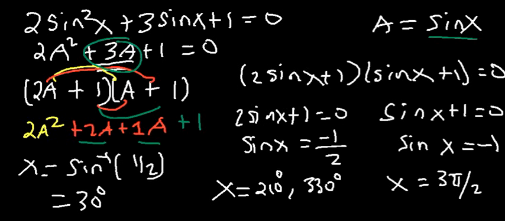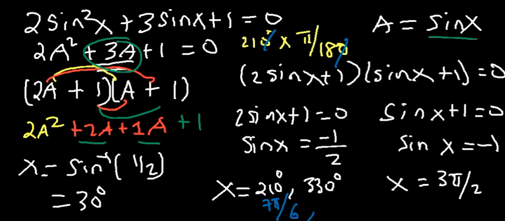And then let's convert each into radians. So 210 times pi over 180. Cancel the zeros, so we have 21 over 18. If we divide by 3, 21 divided by 3 is 7, and 18 divided by 3 is 6. And 330, if we convert that to radians, is going to be 11 pi over 6. So these are our answers.